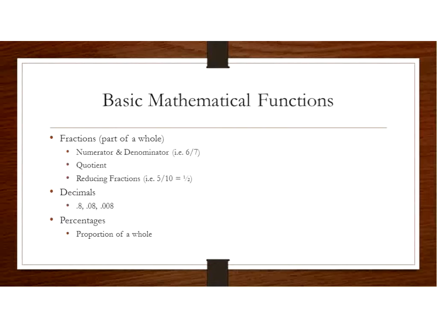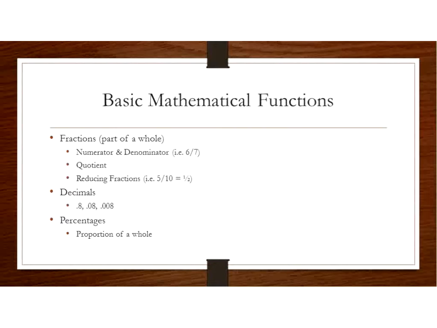So let's look at an example here. I can take the fraction 5/10 and reduce that fraction by dividing the numerator and the denominator by 5. So if I divide 5 by 5, I get 1. If I divide 10 by 5, I get 2. Therefore, 5 over 10 reduced is 1/2. So that's how you reduce a fraction.